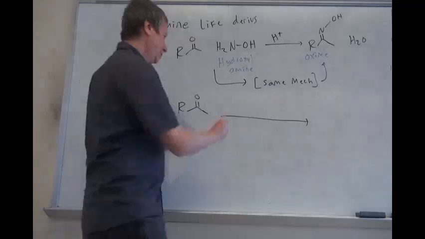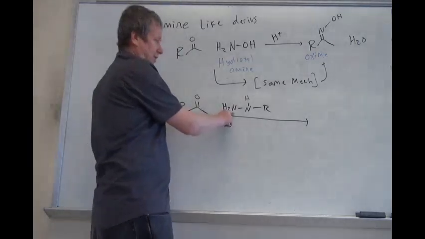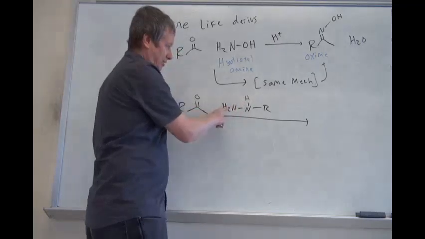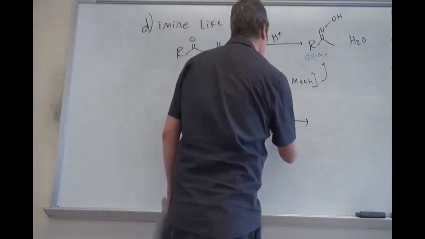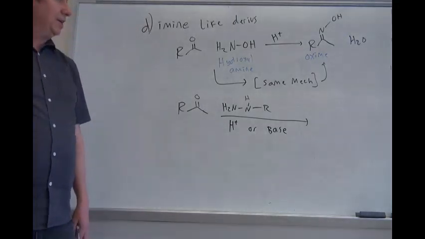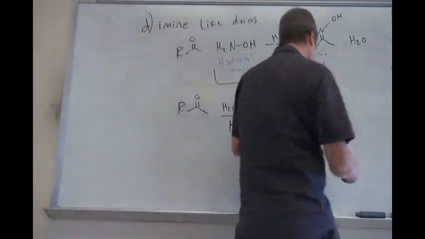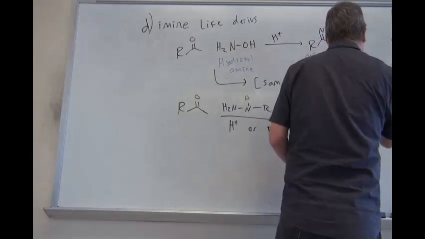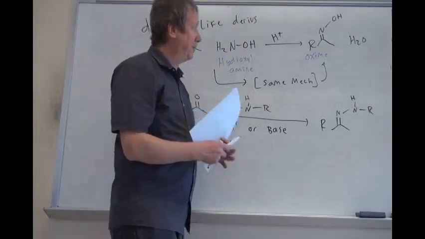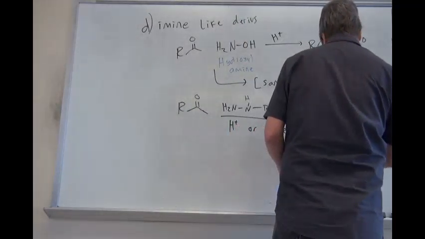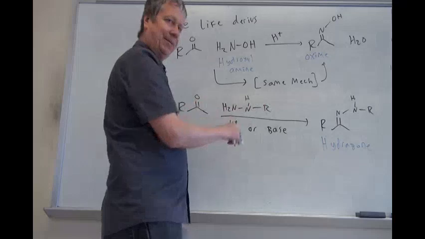Ketone or aldehyde. This is a funny structure. It's H2N, NH, so it's nitrogen, nitrogen, and then an R group. And this is either acid or there is a base version of this. So acid or base. Essentially it's the same mechanism, to give this kind of derivative. Its difference now is this nitrogen, nitrogen. And it has a different name. It's called a hydrazone. Okay? Hydrazone. Mostly the same mechanism too, so the same mechanism to make that.